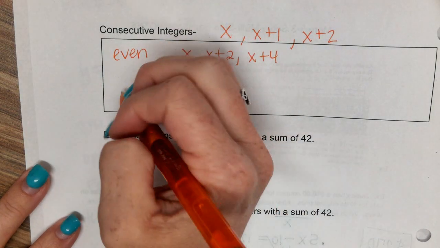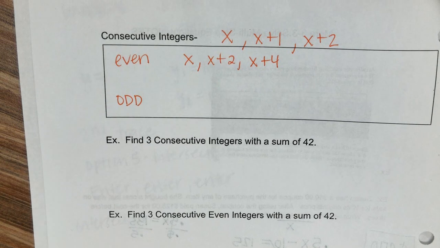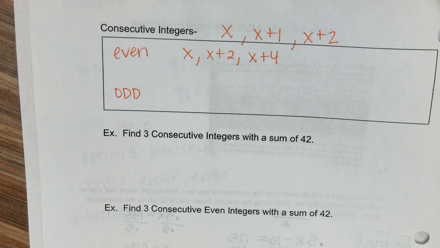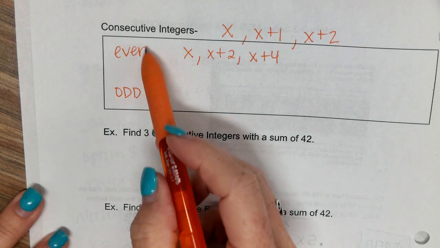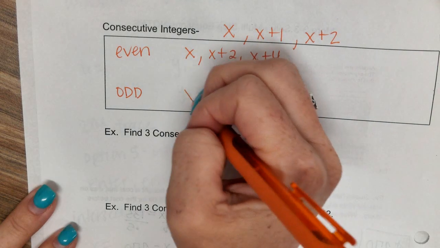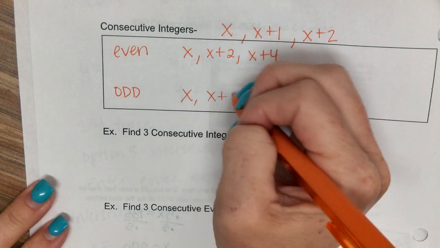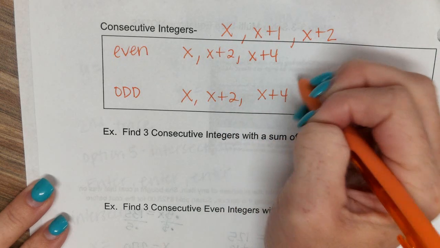Now, what about consecutive odds? Every year this one confuses people because they know odds are like ones. 1, 3, 5, 7, yes? But aren't they still counting by twos? From 1 to 3 is plus 2. So it's going to have the same formula as even. So let's say I start with an odd number like 5. That's my x. How would I get to the next odd number? I'd have to add 2 to get from 5 to 7. So x plus 2. To get to the next one, I would be x plus 4.